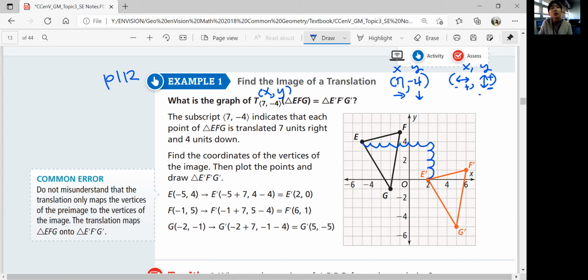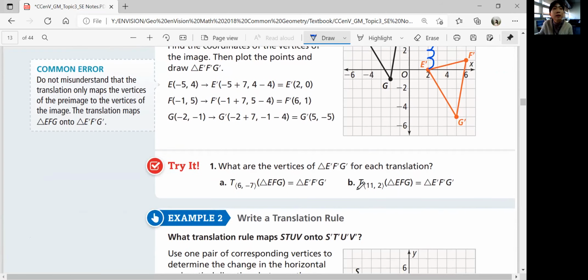Okay, so if you move all the points down and to the right, you're going to end up with this image: E prime, F prime, and G prime, which are 2, 0; 6, 1; and 5, -5. Let's look at this try question. What are the vertices of triangle E prime, F prime, G prime for each translation?